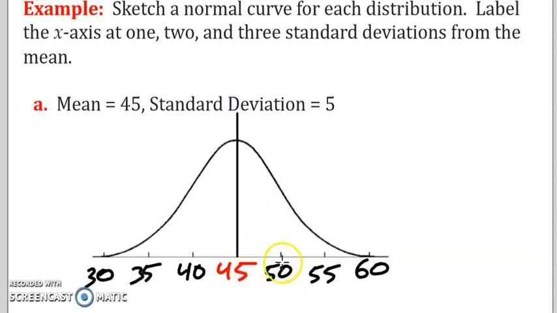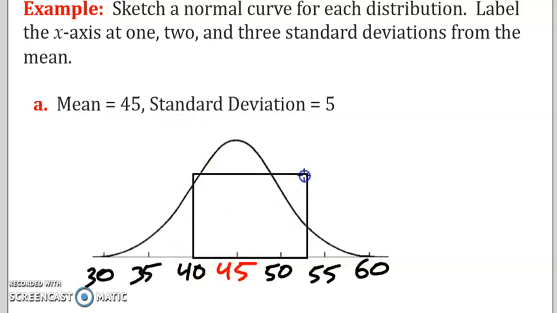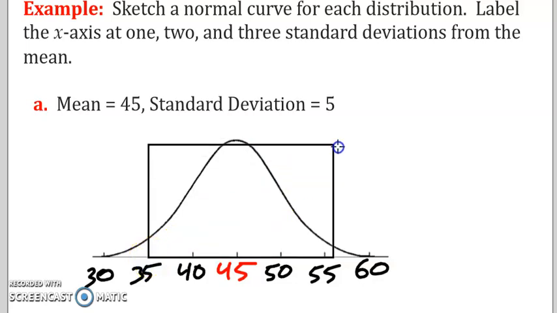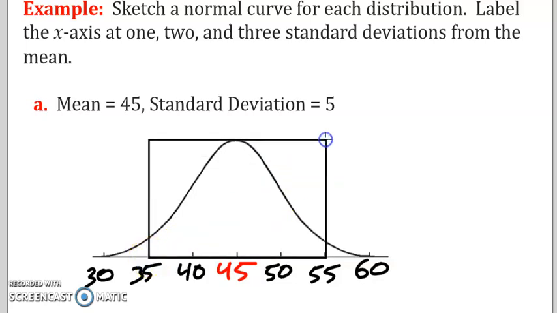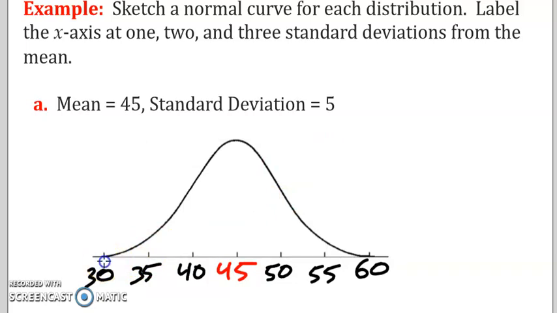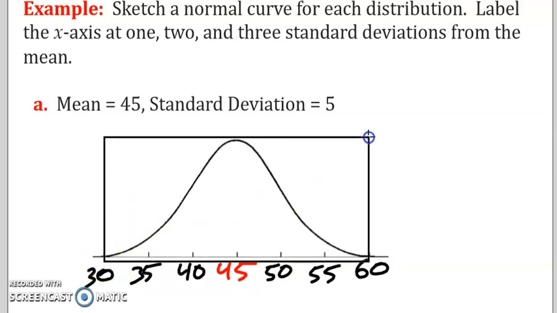I've got 45 smack dab in the middle. One standard deviation out puts me at 50. One more puts me at 55. One more puts me at 60, and so on. This would follow the exact same empirical rule where 68% of my data would lie in this region. 95% of my data would be in this region. And 99.7% of my data would be in that region there.